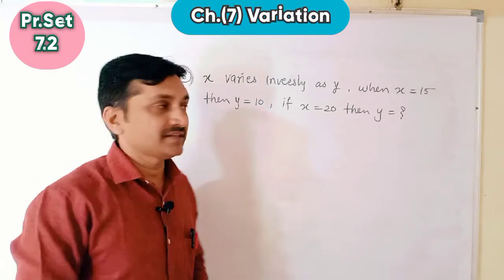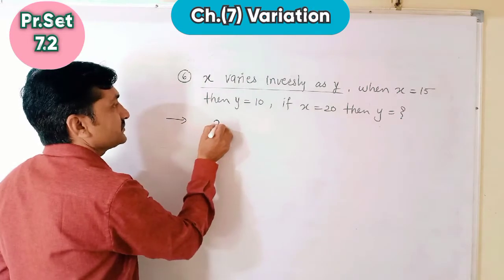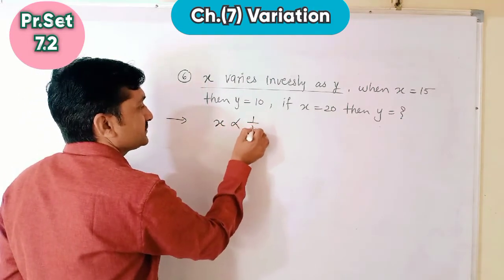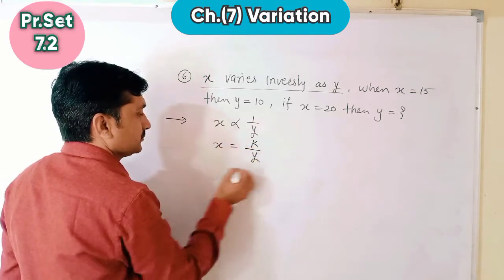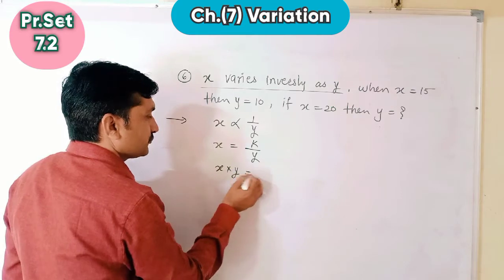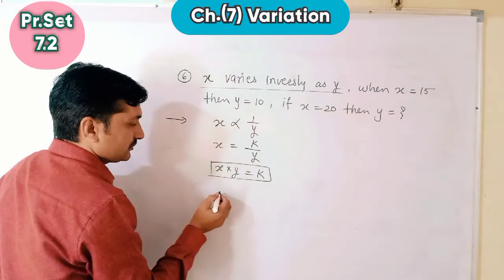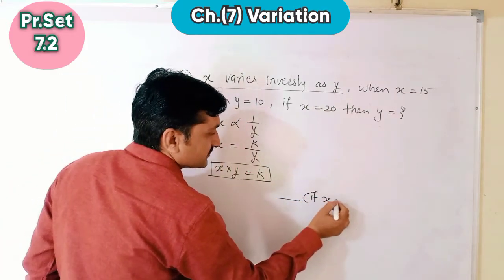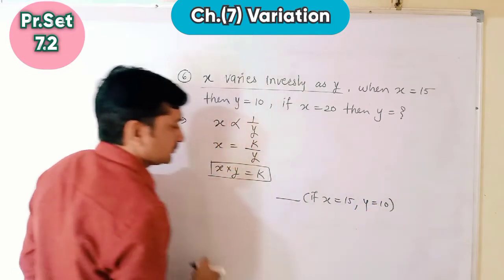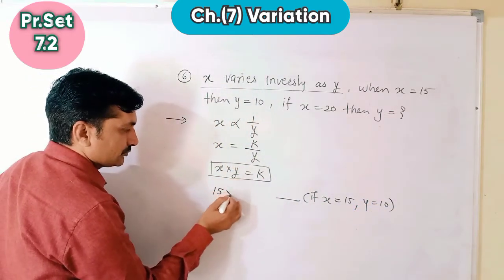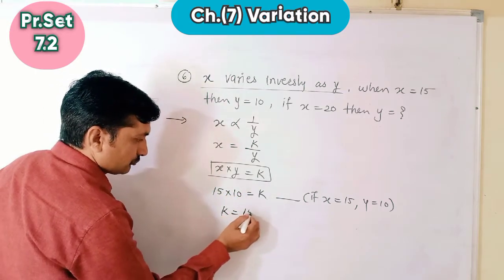Last example of this practice set, example number 6. x varies inversely as y, therefore it is written as x inversely proportional to y. Write in equation form, x is equal to k upon y, so x multiplied by y is equal to k. Now when x is equal to 15, here values are right. If x is equal to 15 and y is equal to 10, put these values here. 15 multiplied by 10 is equal to k, therefore k is equal to 150.